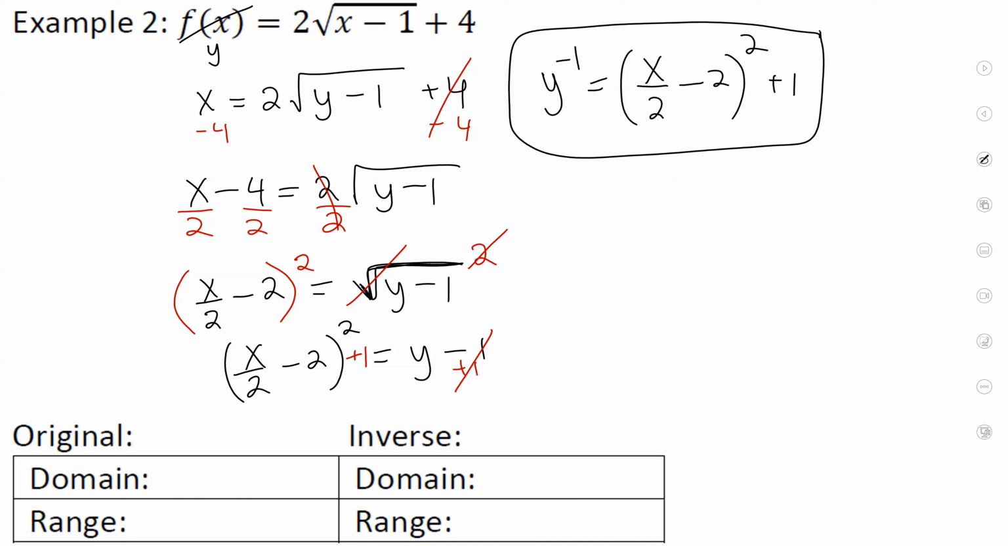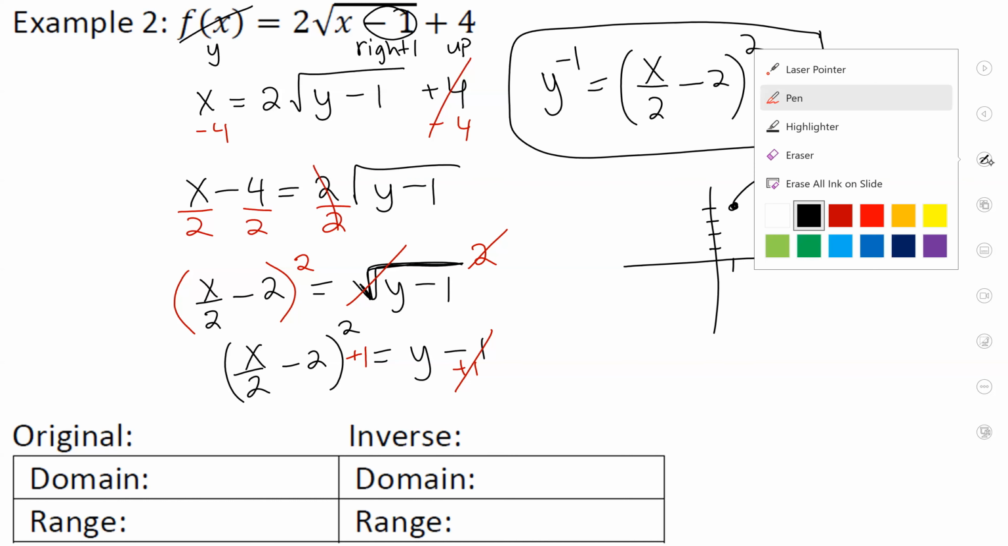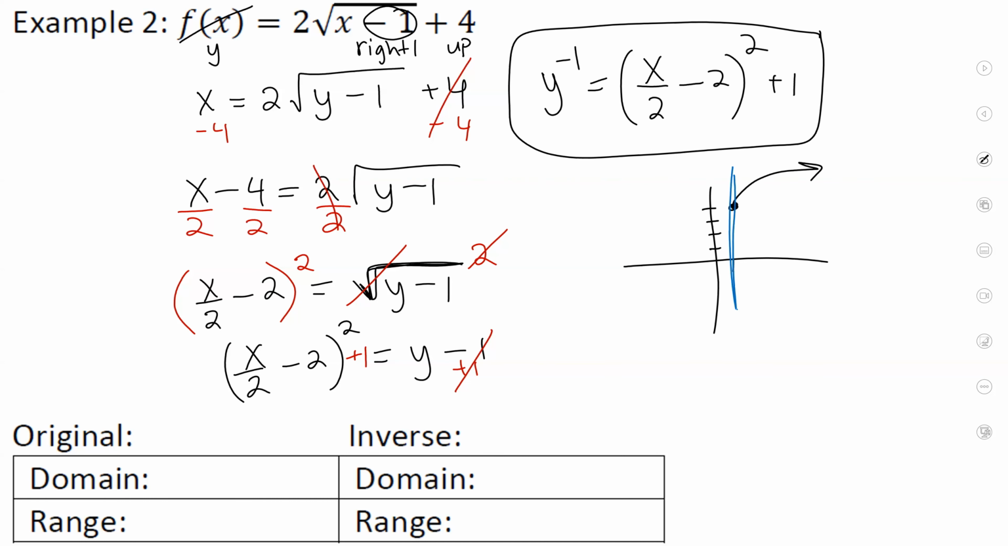And like we did on the last problem, just sketch a graph so you can see what happened to it. I know the transformations, this right here makes it go to the right 1, and it goes up 4. So right 1, up 4 is right there. So it looks like that. From there, you can figure out the domain and range, okay? So the left side is right here. That's at 1. So your domain is 1 to infinity.